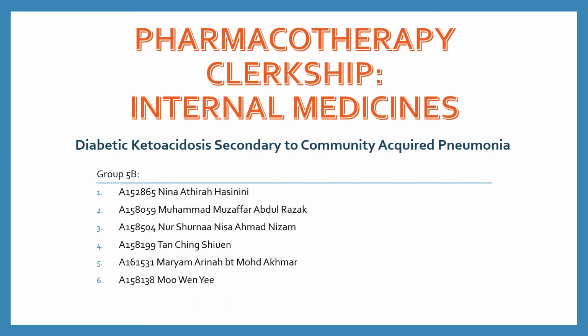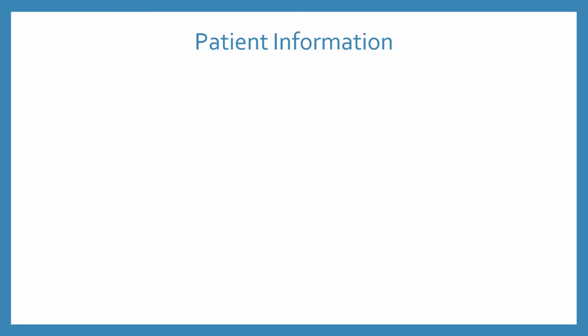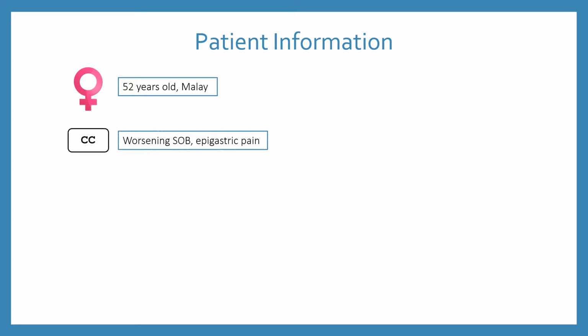Hello, we are Group 5B and we will present about diabetic ketoacidosis secondary to community-acquired pneumonia. Patient information: the patient is a 52-year-old Malay female who was sent to the ER with a chief complaint of worsening SOB and epigastric pain.